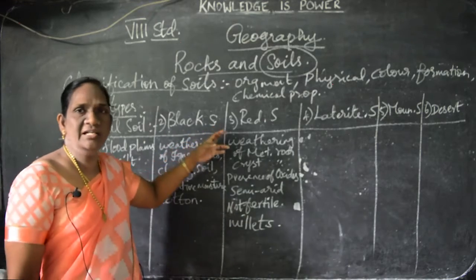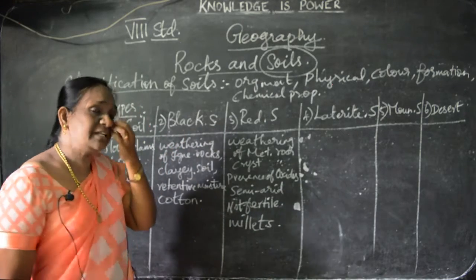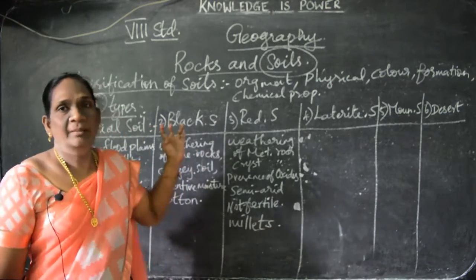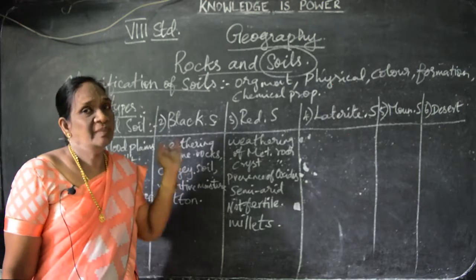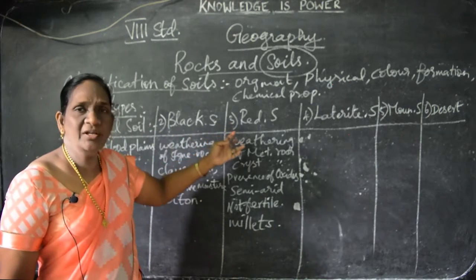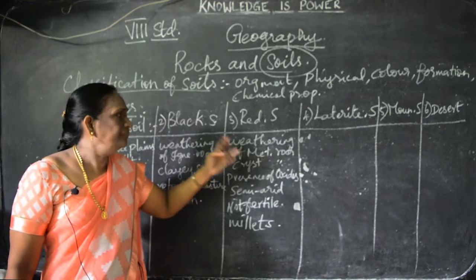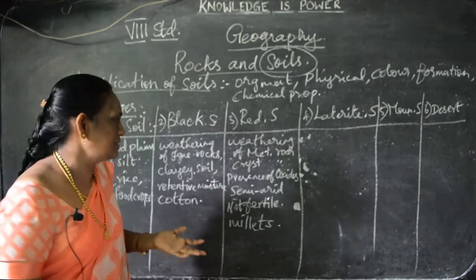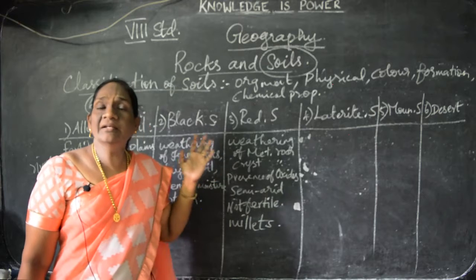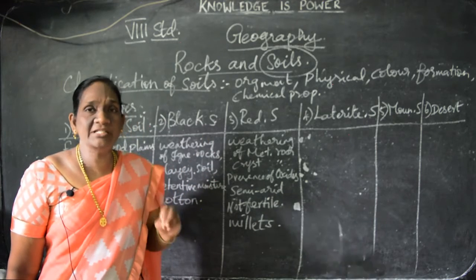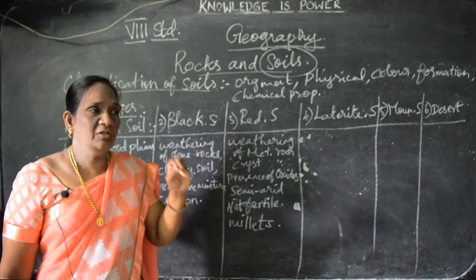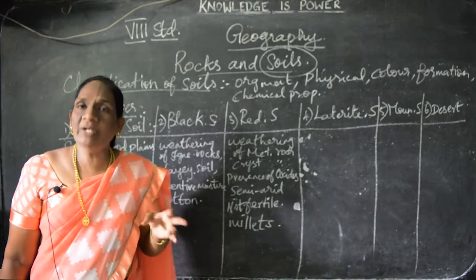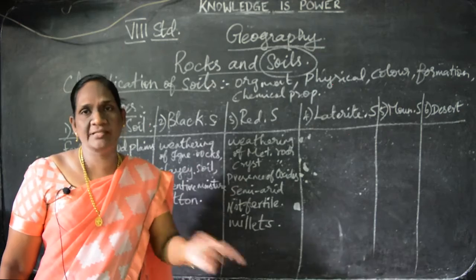And now the third soil is red soil. So this red soil is also formed by the weathering of metamorphic rock. Black soil, what weathering was it? Weathering of igneous rocks. And the red soil is formed from metamorphic rocks as well as crystalline rocks. Understand? And this red soil is red in color because of the presence of oxide.